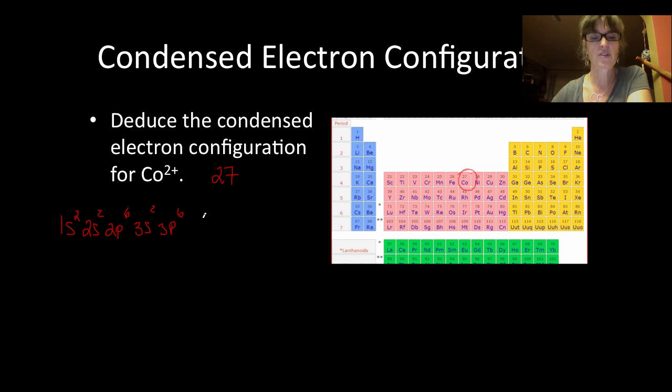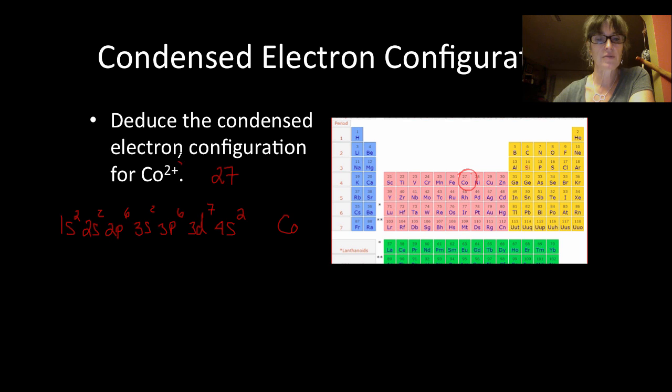3p6, and then we know that we don't go to 3d next, but instead we go up to the 4th floor and we fill in our s room with 2, so that's 20. And now I go back and I put 7 electrons in d. So this is the electron configuration for cobalt.